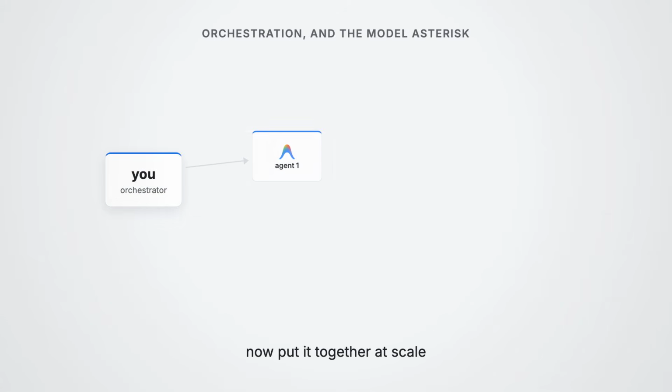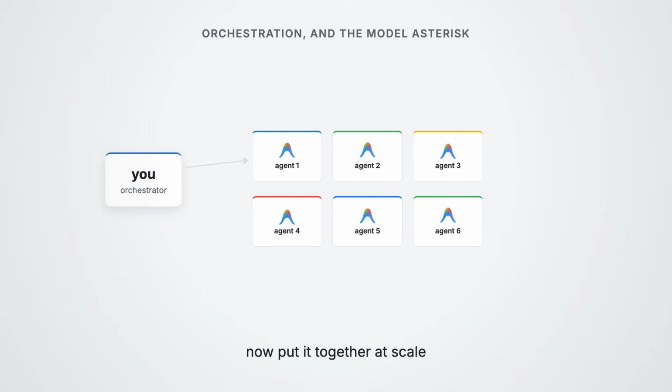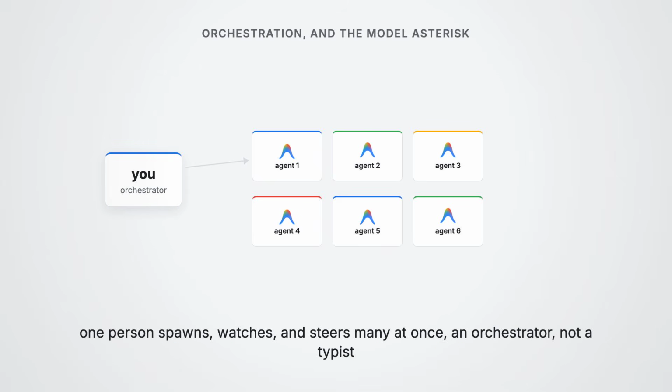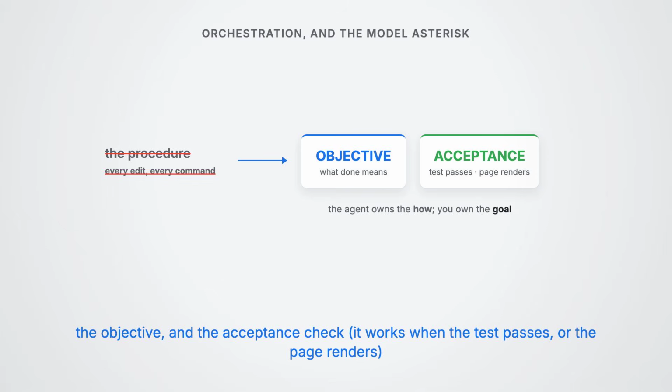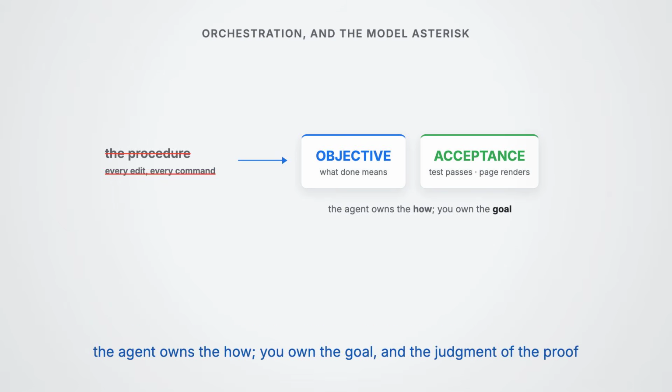Now put it together at scale. The manager surface is mission control for a fleet. One person spawns, watches, and steers many agents at once, pulling from that shared knowledge base so the loop gets smarter over time. You are an orchestrator, not a typist. And the deep change is in what you specify. You stop describing the procedure, every edit and every command, and start describing just two things: the objective and the acceptance check. It works when the test passes or the page renders. The agent owns the how. You own the goal and the judgment of the proof.